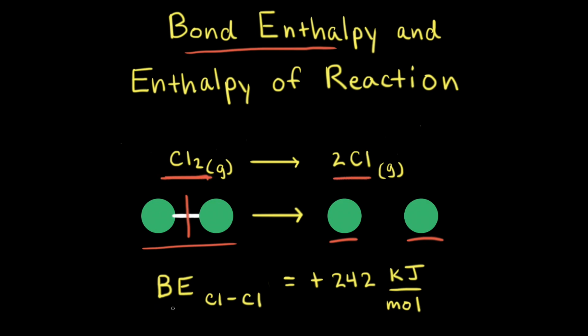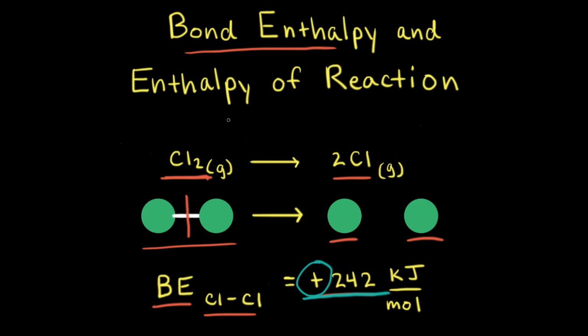Bond enthalpy can be symbolized by the letters Be. So the bond enthalpy of the chlorine-chlorine single bond is equal to positive 242 kilojoules per mole. And what this means is if we have 1 mole of chlorine-chlorine bonds, it takes positive 242 kilojoules of energy to break those bonds. Bond enthalpies are always positive because it takes energy to break bonds.